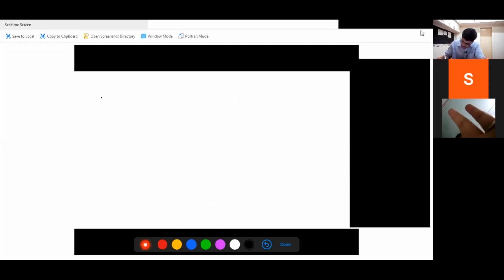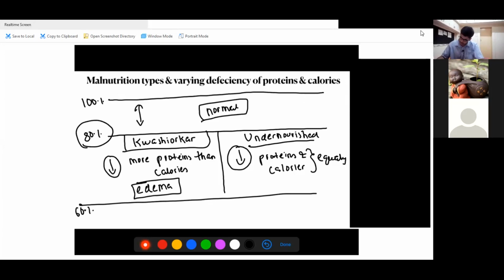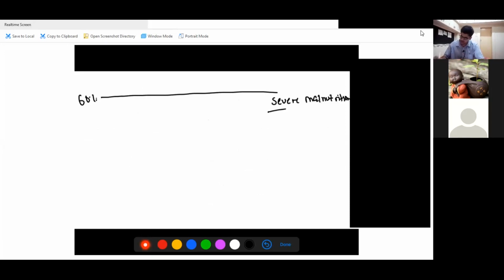So this is 60%. Those children who are below 60% have severe malnutrition. They come under severe malnutrition. This is malnutrition, but coming below 60% is severe malnutrition.